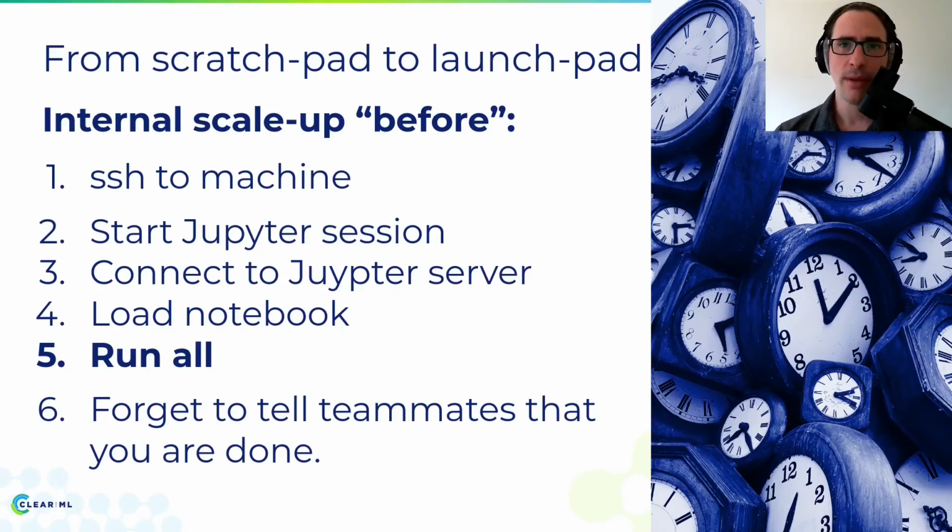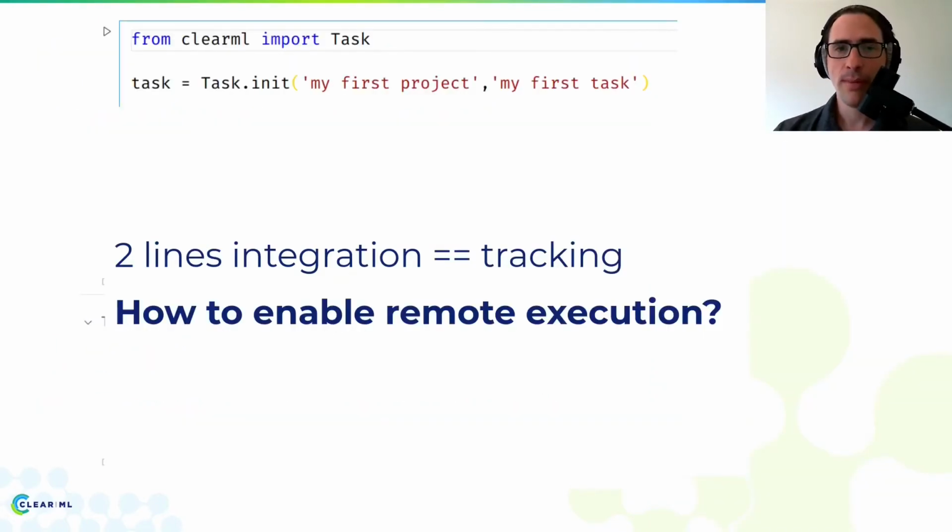Well, you do it manually because it gets the job done. You SSH to the machine, you start a Jupyter session, you connect to a Jupyter server, you load your notebook, you run all cells, and then you forget to tell anyone that you're done. Also, a prerequisite for this will be to email everyone, making sure that nobody needs a GPU. This is something that works, but it's not as convenient.